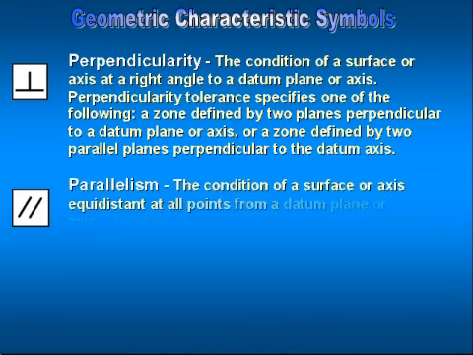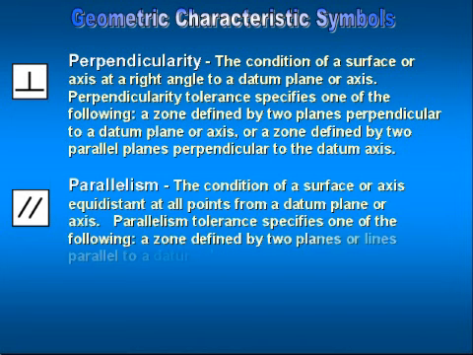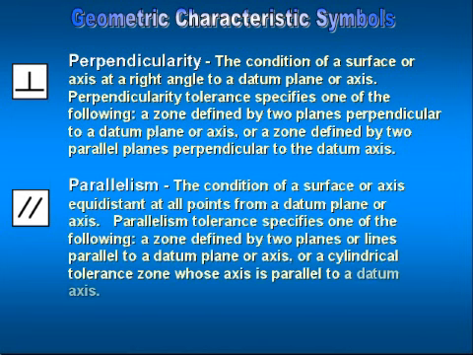Parallelism. The condition of a surface or axis equidistant at all points from a datum plane or axis. Parallelism tolerance specifies one of the following: a zone defined by two planes or lines parallel to a datum plane or axis, or a cylindrical tolerance zone whose axis is parallel to a datum axis.